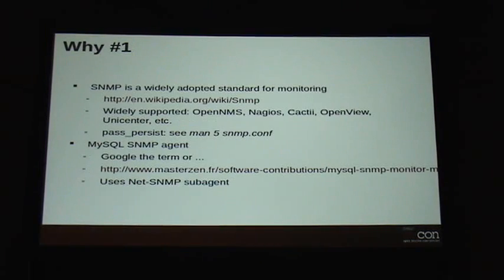So, why SNMP? It's a widely known standard. It has been there forever. It's supported in a bunch of open source tools like OpenNMS, Nagios, Cacti, and some commercial ones very well known in bigger installations like OpenView, Unicenter, and many more. Why use pass persist instead of AgentX or the sub-agent that the original agent does? Well, it's a very simple protocol. It requires a pipe where you provide something through standard input, and everything is printed on standard output.